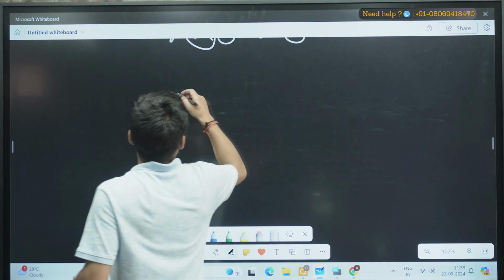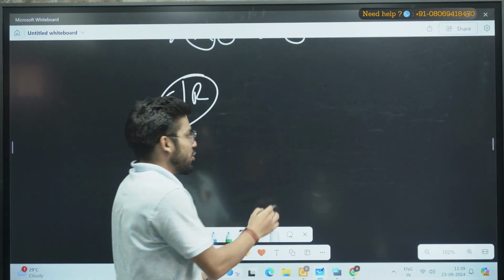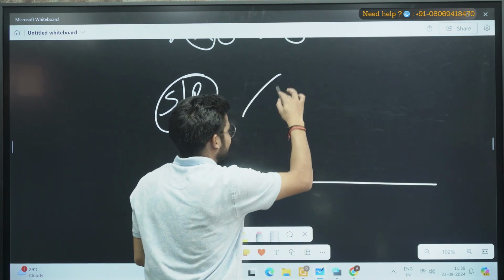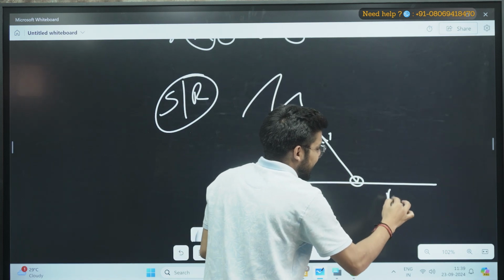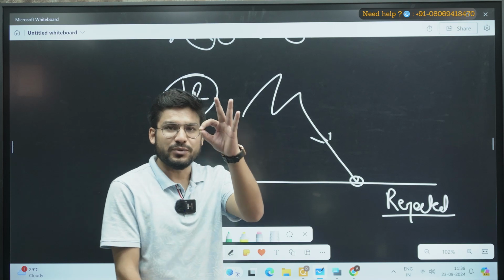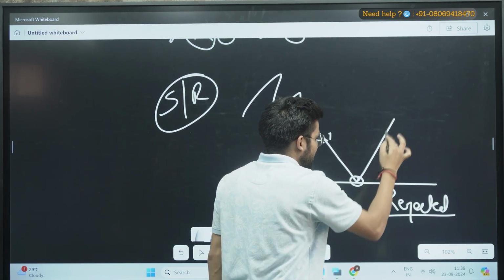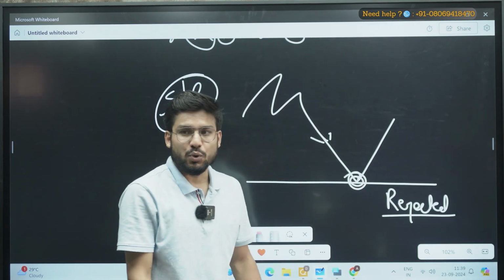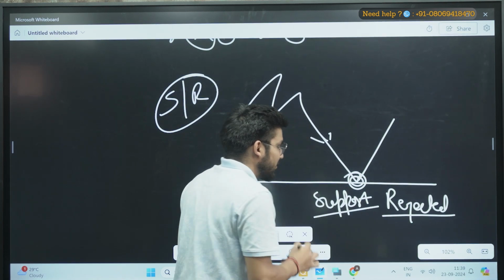Right, so today I'll be talking about support and resistance. Whenever your market is coming down, in a downtrend, and it is taking support, or you can say it is getting rejected from the traders who want the market to go in the bull direction, in the positive direction, that will act as your support.